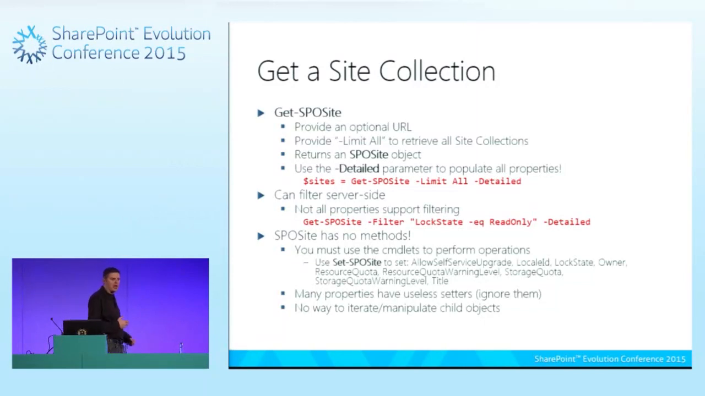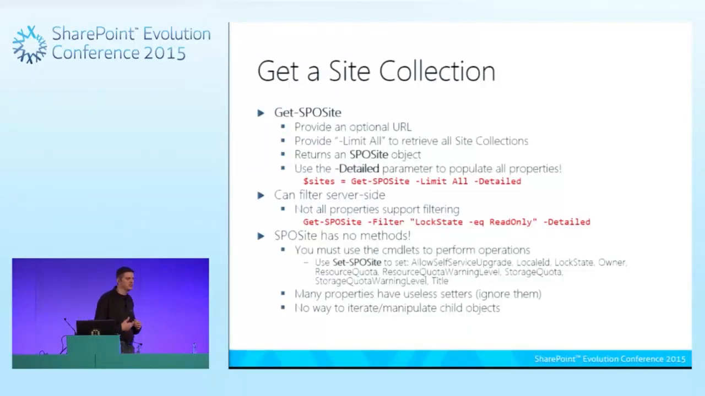The object that you get back when you call Get-SPOSite is an SPOSite object, or specifically a Microsoft.Online.SharePoint.Client.SPOSite. That object has no methods. You can't do anything with it. So you can view the properties. There are setters, like I said, but if you set the value, it's not going to get applied anywhere. You can't make any changes.